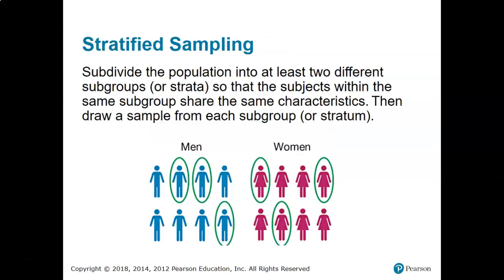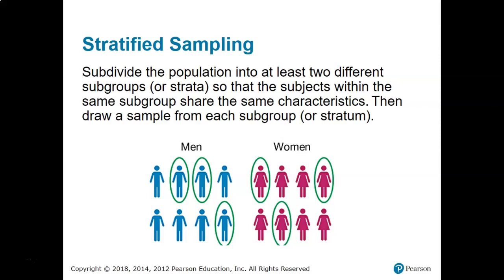Okay, stratified sampling. This is where we subdivide the population into at least two different subgroups, which are also called strata, and the subjects within those subgroups share the same characteristics. So, for instance, one subgroup might be gender, so male and female. You might divide a subgroup by religious preference, and within this class we have freshmen, sophomores, juniors, and seniors. So that could be the subgroups that we're dividing our sample into.